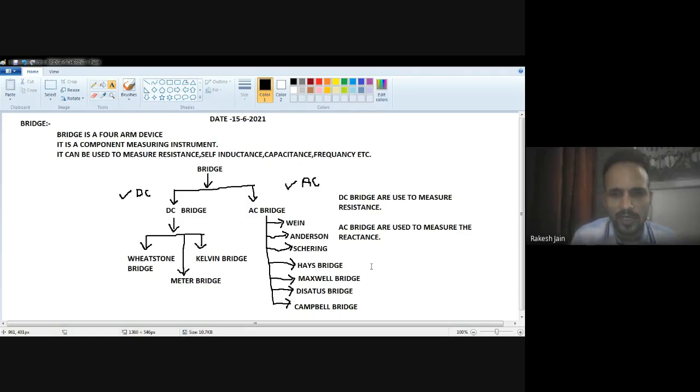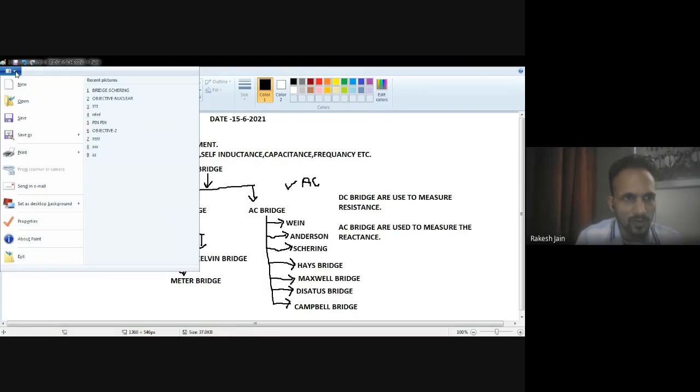Now I am going to teach you about the Sherring bridge, an AC bridge which is used to measure the self-inductance of a coil. So how can we measure it? Let's derive the expression for measuring the self-inductance of a coil using the bridge. So let's just save this file as a new file.